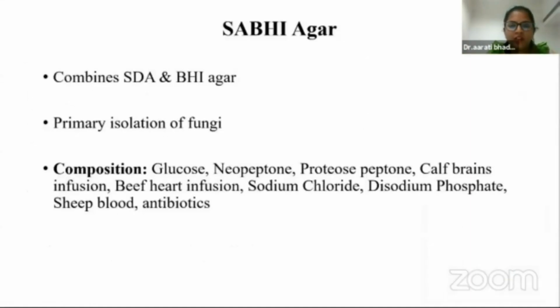There is one media which combines the ingredients of both SDA and BHI agar. That is SABHI agar. It can also be used for primary isolation of fungi.